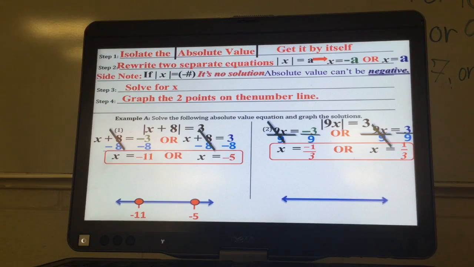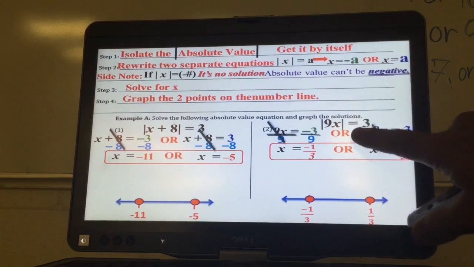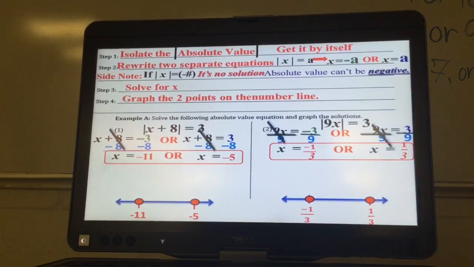All right, let's go ahead and put these on the number line. Negative 1/3 is smaller than positive 1/3, so that one would go first. Then we put our two closed circles. Again, there is no shading because this is not an inequality, it's an equal sign. Okay? All right, if you need to press pause, go for it. Otherwise, I'm going to number 3.